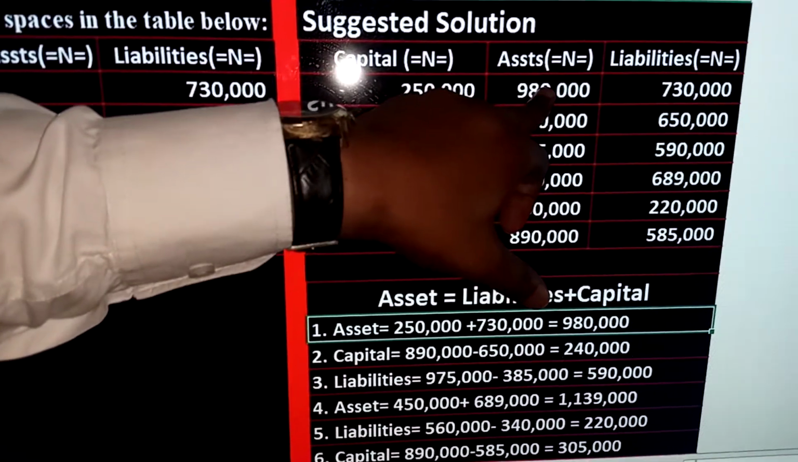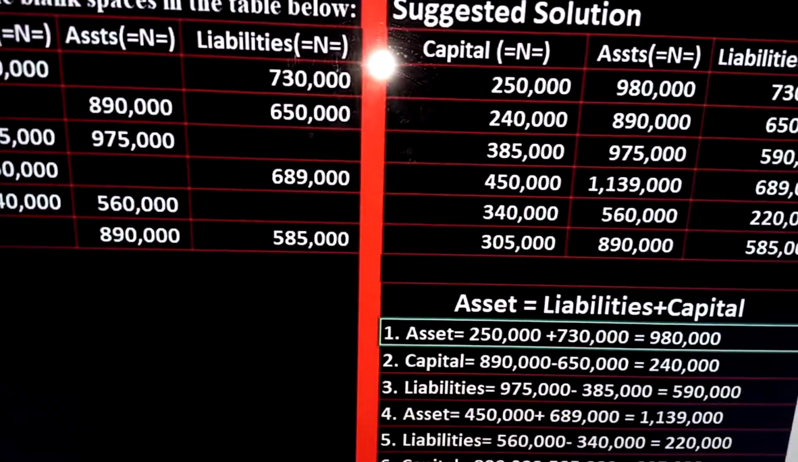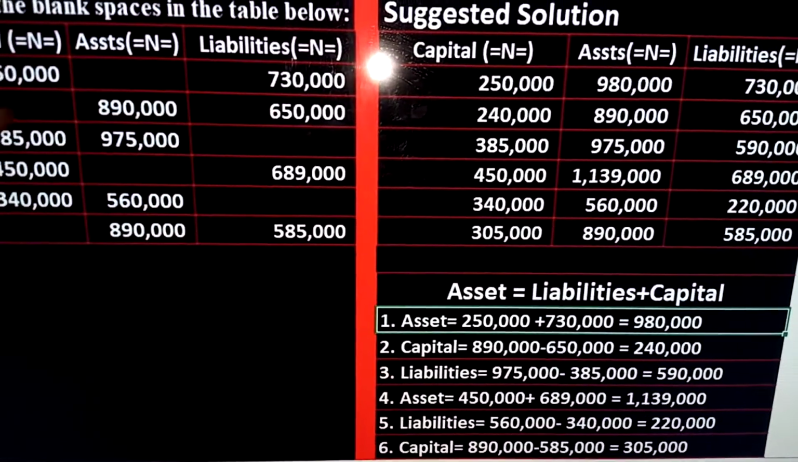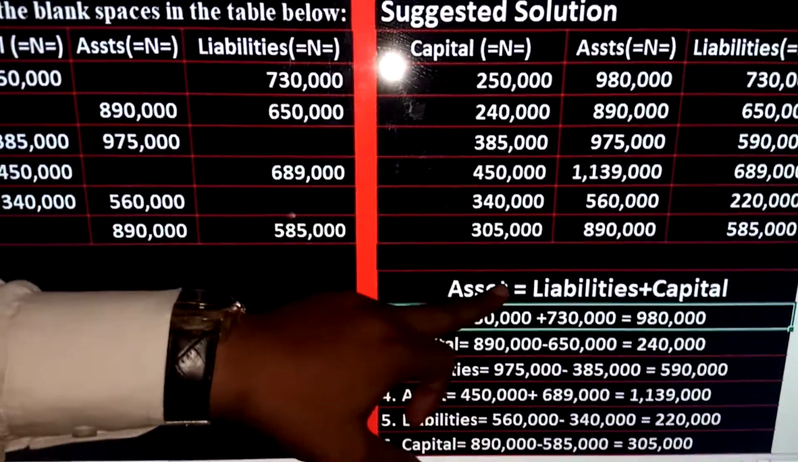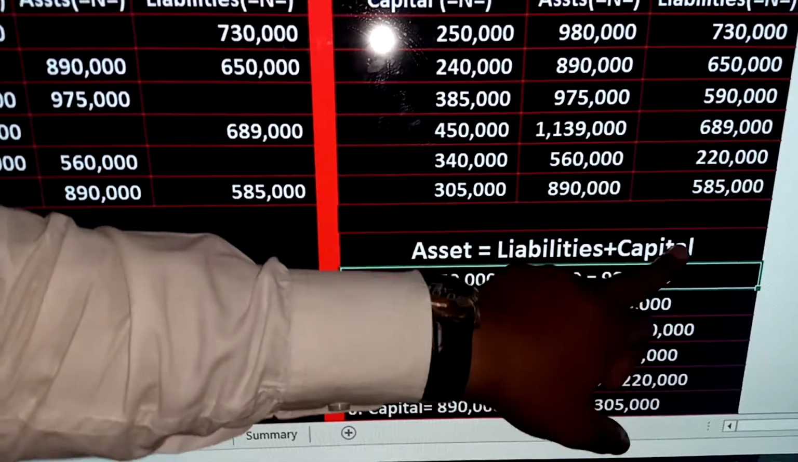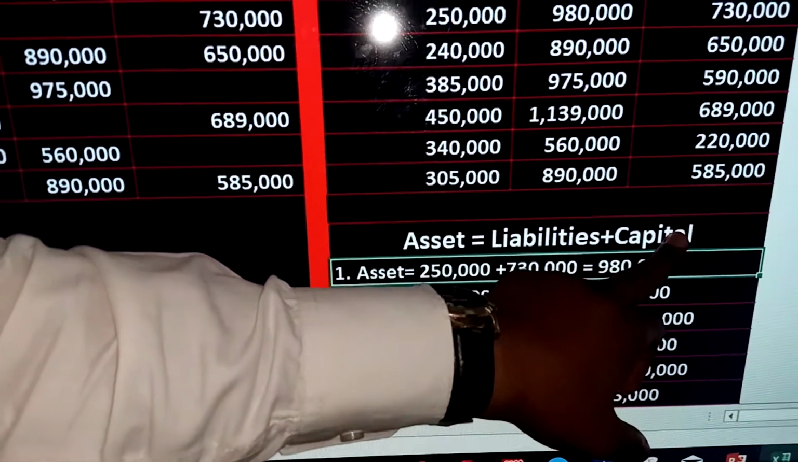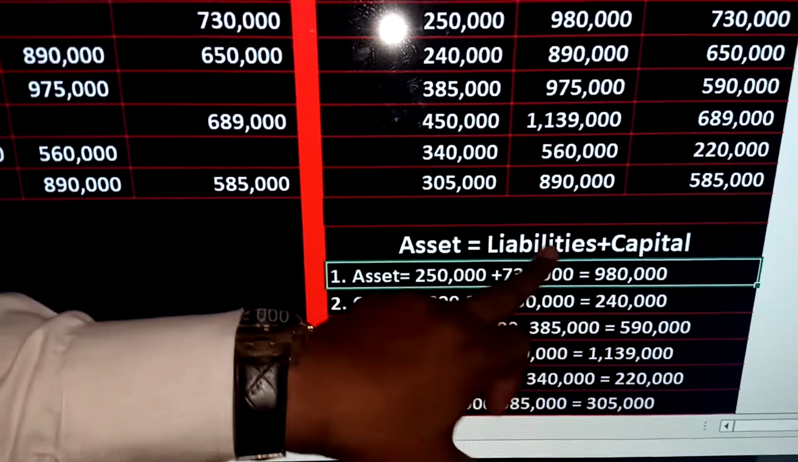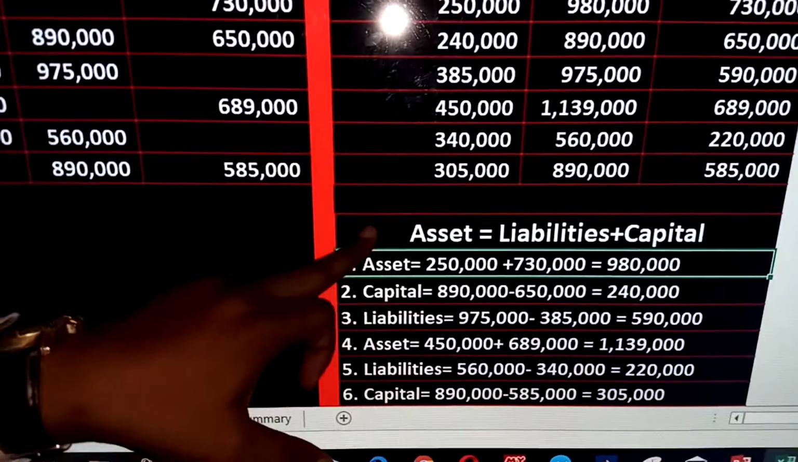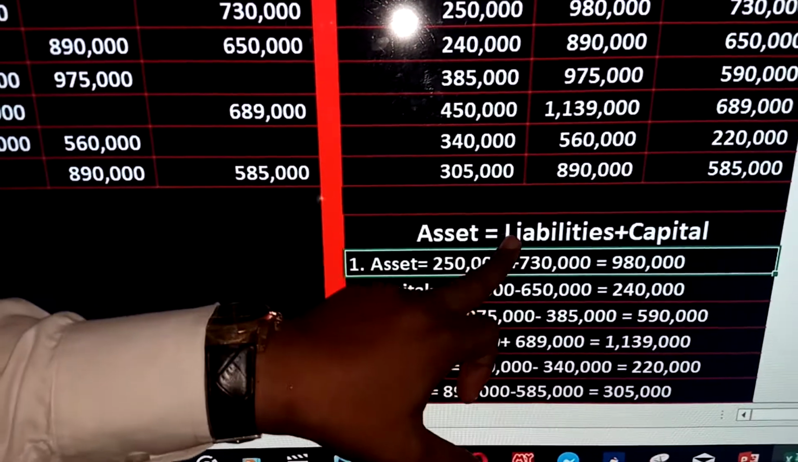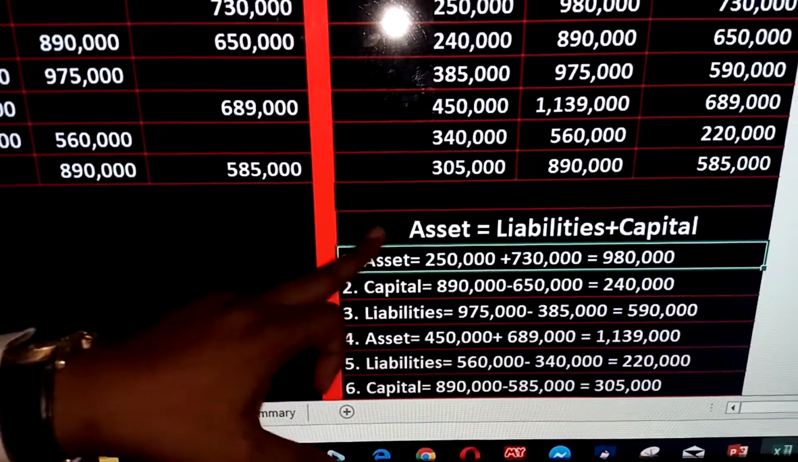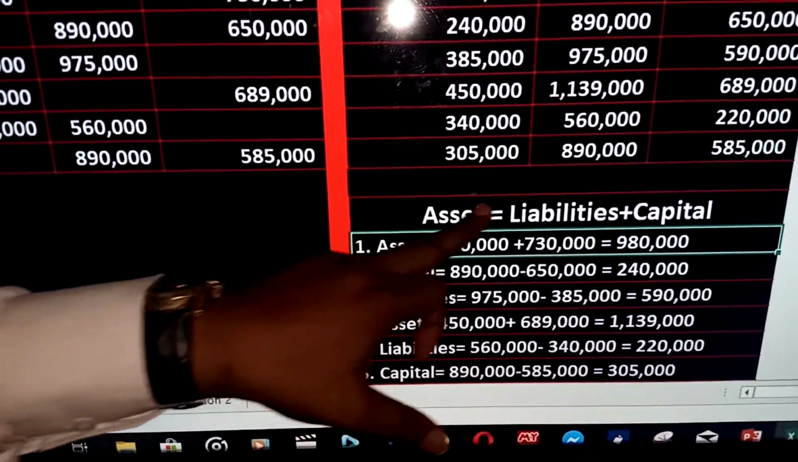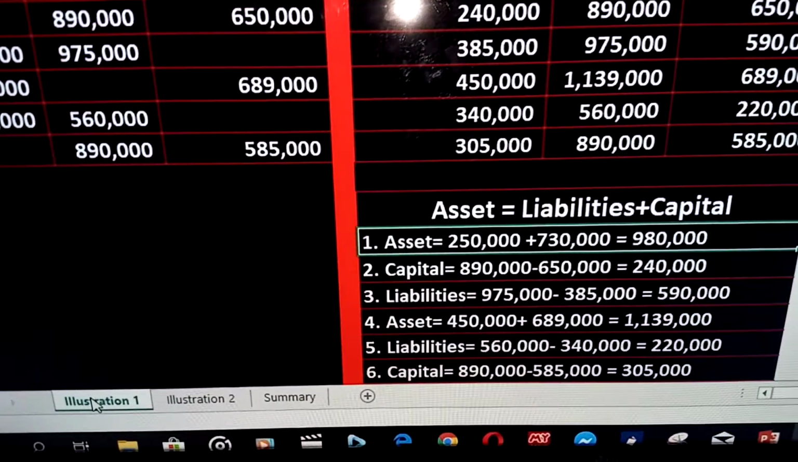That is what we've done here. This is the solution. The next one says capital is blank. We have assets, we have liabilities. So how do we find the capital? If we have established that asset is equal to liabilities plus capital, and we are looking for capital, let's make capital the subject of the formula. So leave capital here, let liability come to where asset is. Liability is positive here. If it crosses the equation sign, it turns negative. So it means that our capital is asset minus liabilities.